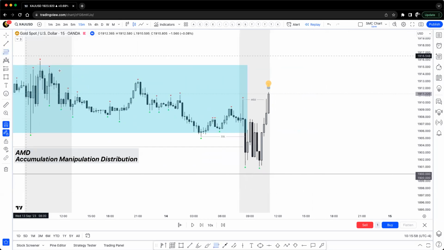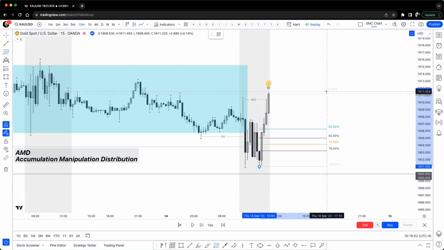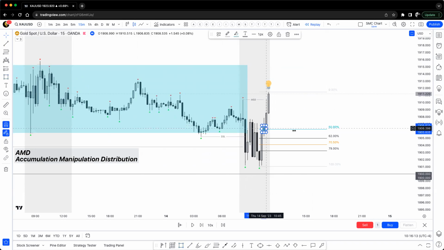Right? Similar, right? You just use the fib. Well, do you want to look for an entry on a pullback? Is that what you're saying? Exactly. Exactly. You just have to wait for the pullback, and you want to enter at a fair value gap that is at least within the discount.